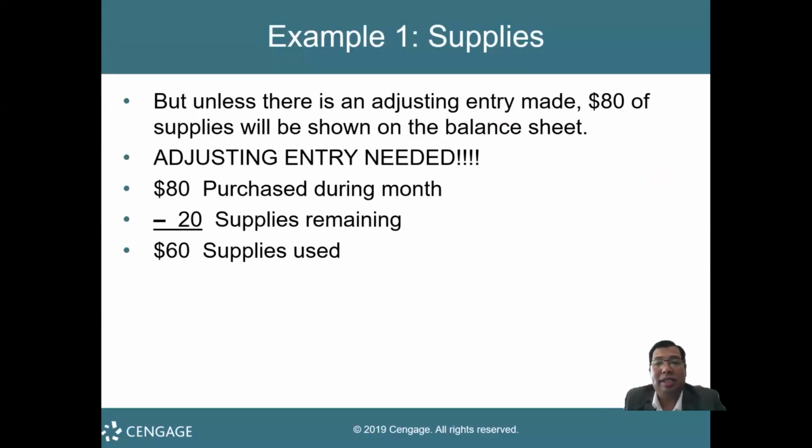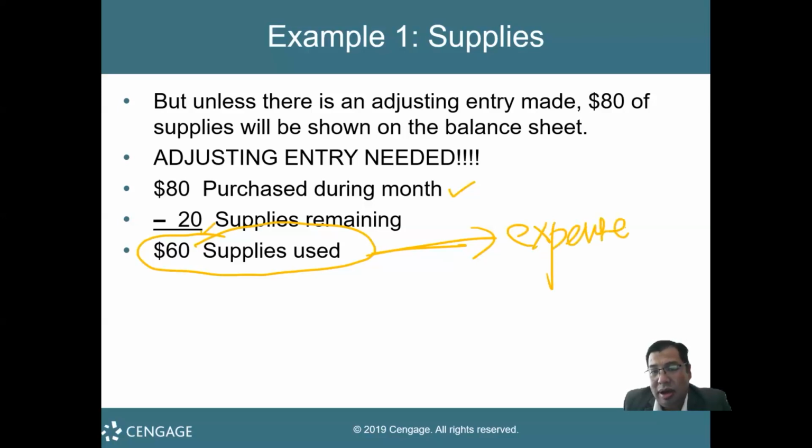So in this case, if you don't do the adjusting entry, the balance for the office supplies will be 80, which is not correct. You need to do some adjustment. You purchased supplies during the month for $80. The balance is $20, so the supplies used are $60. The supplies used will be your expense. The 20 is your asset, and the 60 becomes your expense.